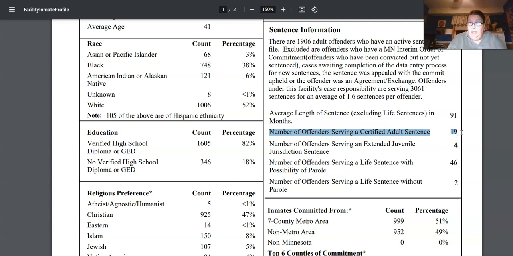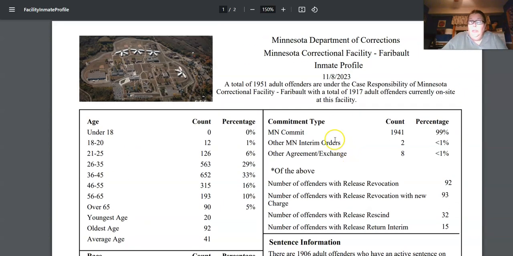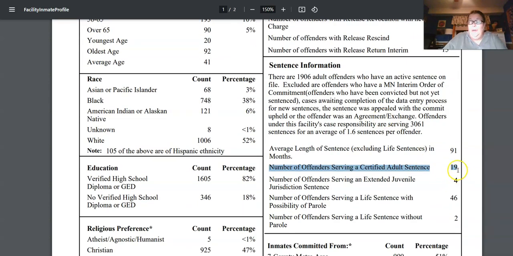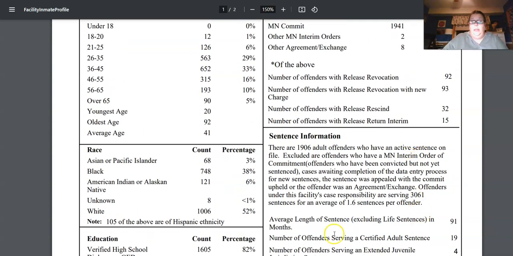On the day that I'm looking at this, 19 of the 1,917 adults at this prison, 19 of them are there. They committed a crime as a juvenile, but they were tried as an adult, and now they are serving their adult sentence. Now, we can assume that because there are 19, they're in this population, but none of them are there under the age of 18. So all of them are 18 or older, but they're there because they committed a crime as a juvenile and were certified as an adult.